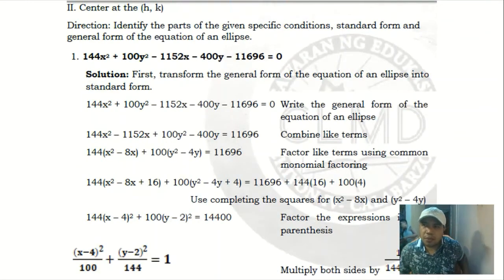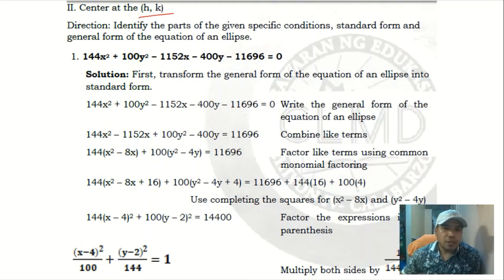So another example is when the center is not at the origin. So meron tayong certain value for the h and k, pero hindi pa natin alam kung ano yung value niyan. So for the direction, identify the parts of the given specific conditions, standard form, and the general form of the equation of an ellipse. Right now we have the general form. Yan. Then we will try to convert it to standard form.